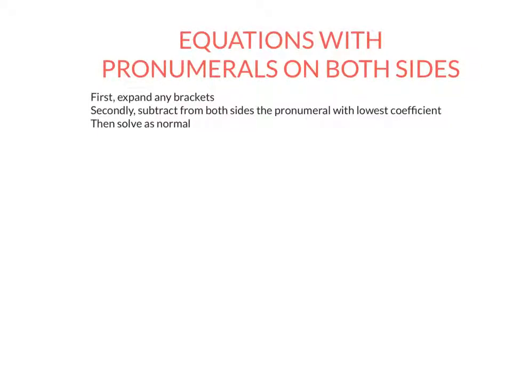Thank you so much for tuning into this video in which we will look at equations with pronumerals on both sides. Remember, pronumeral is just a letter. So we're going to have equations that look like this: 3x equals, say, 2x plus 8. By both sides, I mean both sides of the equal sign.